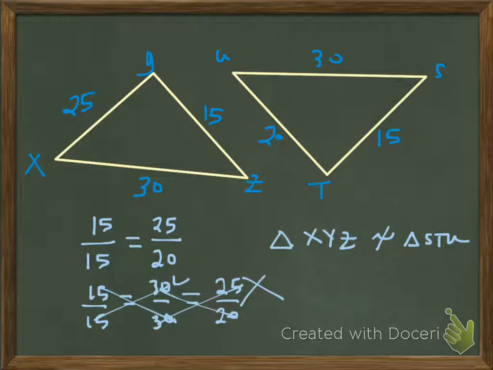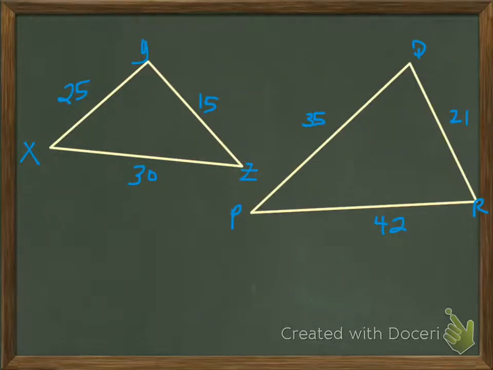Okay, all three sides must be proportional in order for this to work. So you have to be careful not to be presumptuous and assume that because two sides work, the third one's automatically going to work, because that's not the case. It's not like angles where if you have two angles that are congruent, the third one has to be congruent. Okay, so be careful with that. Okay, let's look at another example.